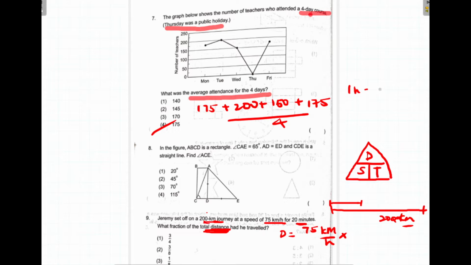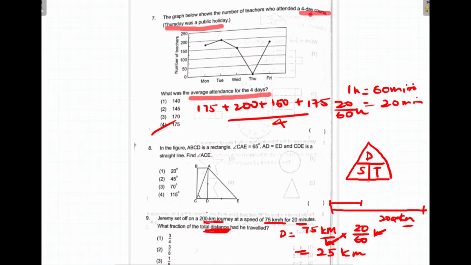So 1 hour equals 60 minutes, correct? Then what about 20 minutes? 20 minutes will be equal to 20 divided by 60 hour. I cancel off. For 20 minutes, he will have traveled a distance of 25 kilometer. So now I go and find the fraction.